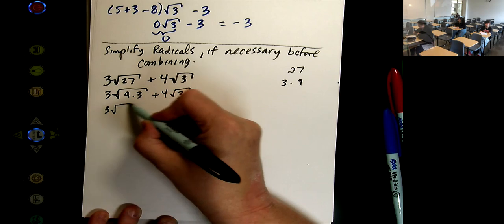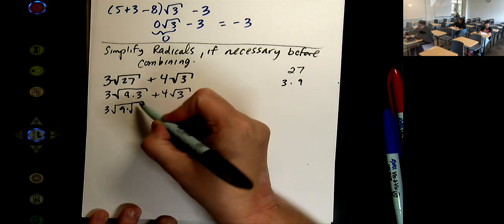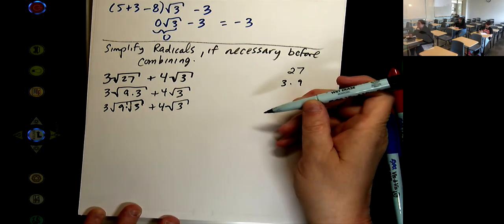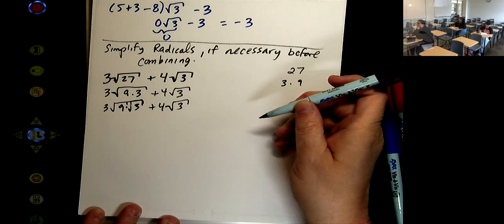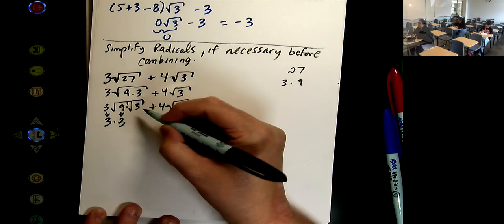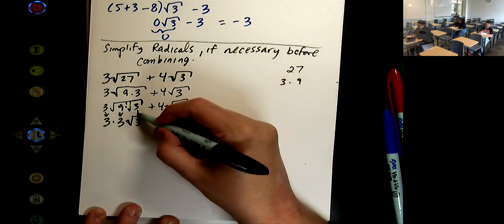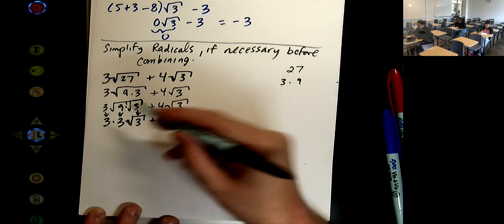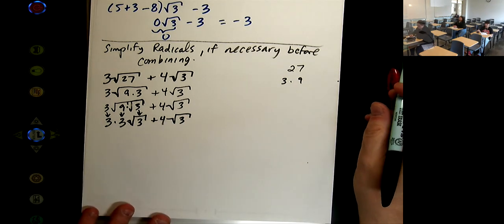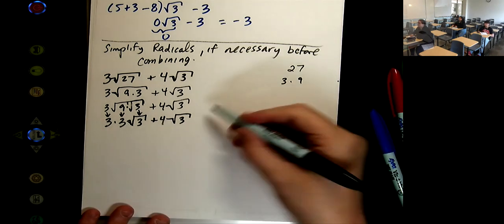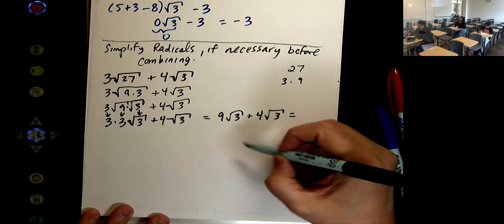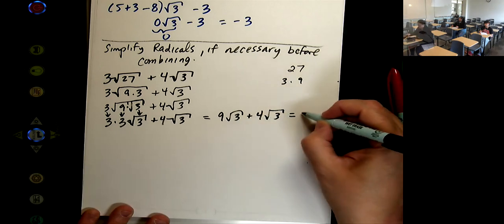Well, this is 3 and square root of 9 times square root of 3. And what's the square root of 9? 3. So I have that 3, and then the square root of 9 is another 3. And I still have that square root of 3 there. In hindsight, I should have chosen a different number up front, like a 5, because now I got too many 3s there. Well, this is 3 times 3, that's 9. I have 9 square root of 3 plus 4 square root of 3. These are the same radicals, so I can add the two numbers in front together. 9 plus 4 is 13 square root of 3.